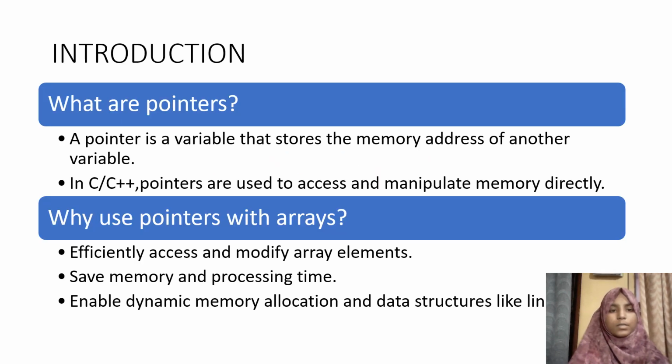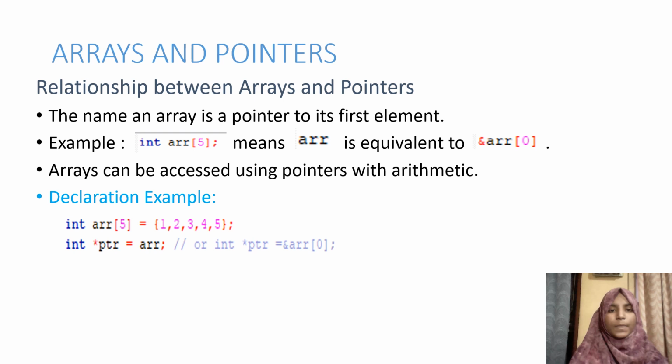What are pointers? A pointer is a variable that stores the memory address of another variable. In C or C++, pointers are used to access and manipulate memory directly. Why are we using pointers with arrays? Because they efficiently access and modify array elements, save memory and processing time, and enable dynamic memory allocation and data structures.